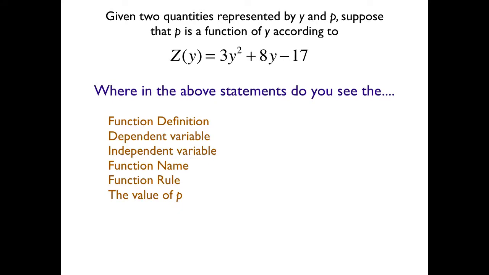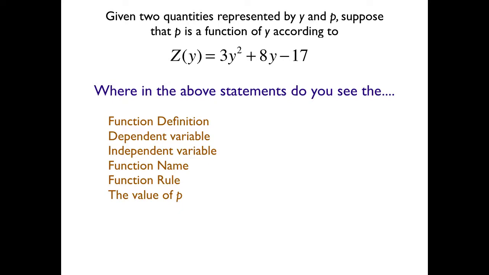Now, what's the dependent variable? Z of y is a way to express the dependent variable. What else can we use to express the dependent variable? There's two ways in this. That would be how we compute it. P. Yeah, Z of y expresses the dependent variable, and p expresses the dependent variable. It says so up above. Two quantities are represented by y and p. P is a function of y. So p is the dependent variable name.